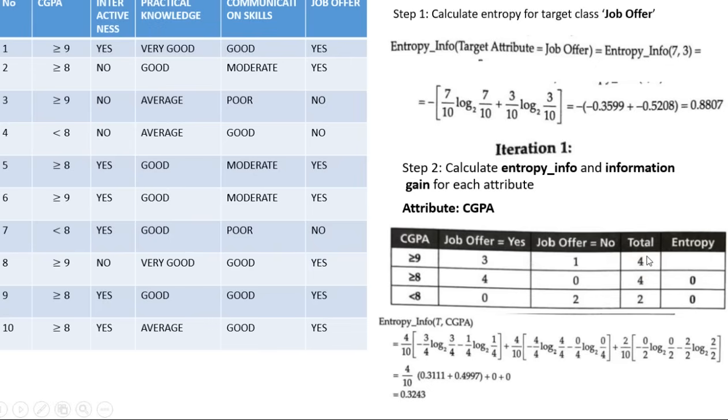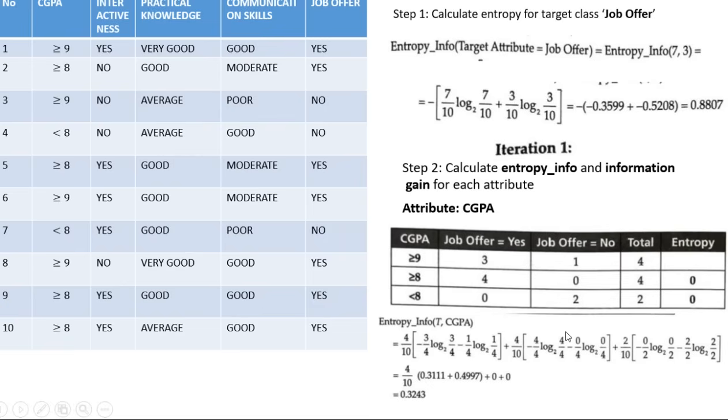Okay, for greater than or equal to 9, total cases are 4. So 4 divided by the total number of cases. How many total cases do we have? 10. So 4 by 10. In brackets you write minus 3 by 4 log of 3 by 4 minus 1 by 4 log of 1 by 4. 3 by 4 is for job offer yes, and 1 by 4 is for job offer no. And please note there is a minus over here.